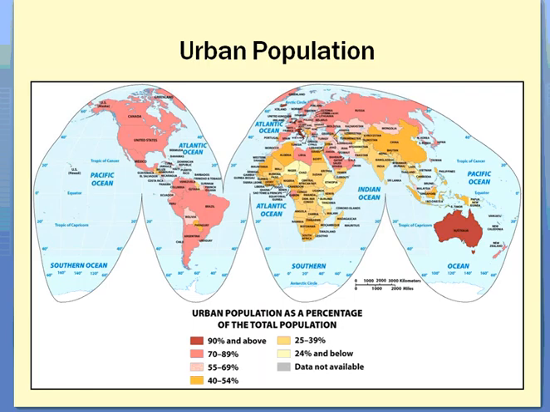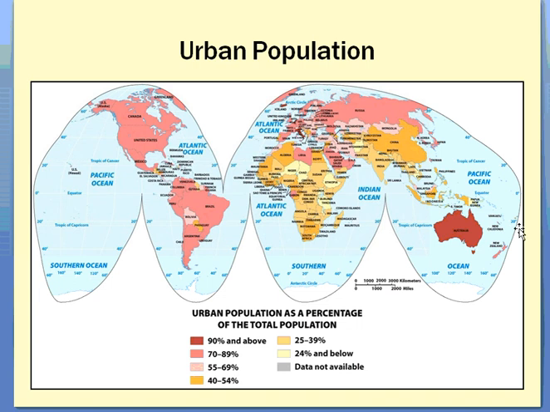Oh, look at that. Third slide in, and we have a map. What a surprise. You can see the map. It's about urban population, where people most live in the cities, as a percentage of the total population, just as it says.